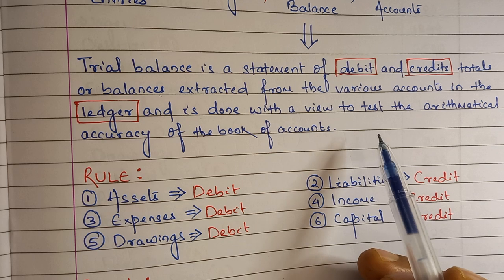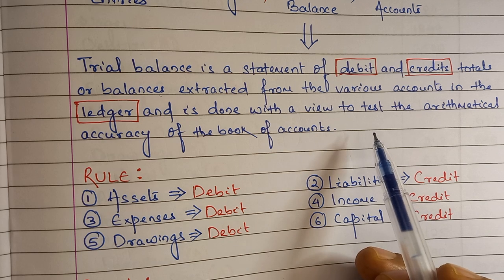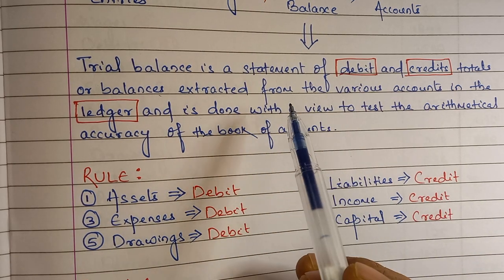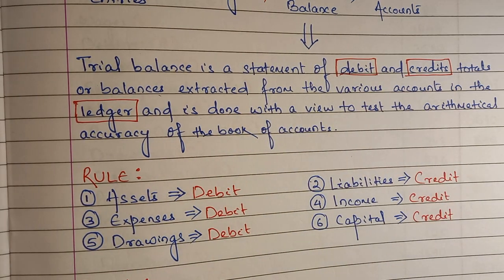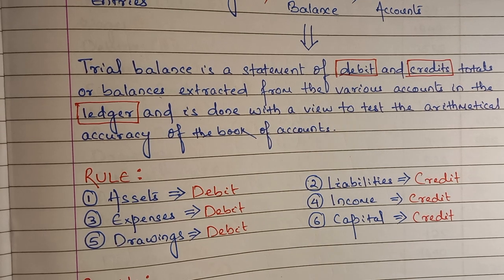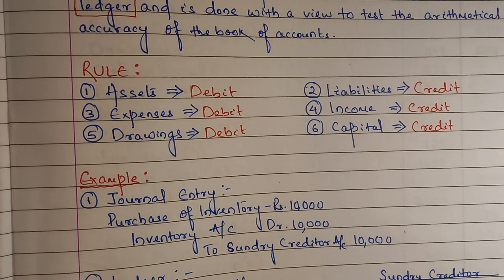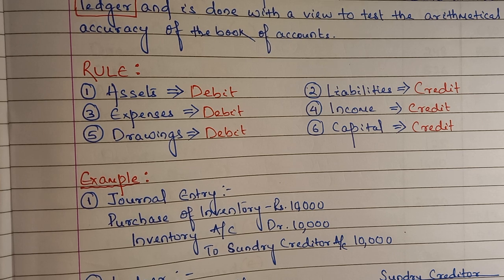What is the meaning of that? The double entry system always says that the total of debit should tally with the total of credit. So when you prepare this statement, you have to check that the debit and credit are matching, so your trial balance is correct. Now, before we move forward and see how the trial balance is prepared, I will repeat the rules, which are very, very important while preparing the trial balance.